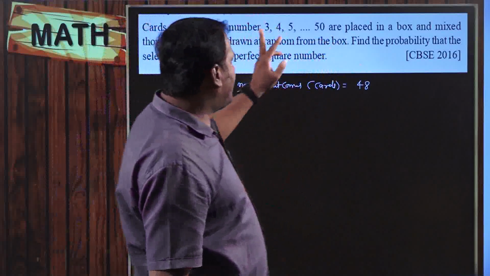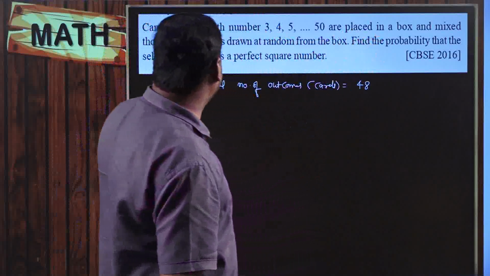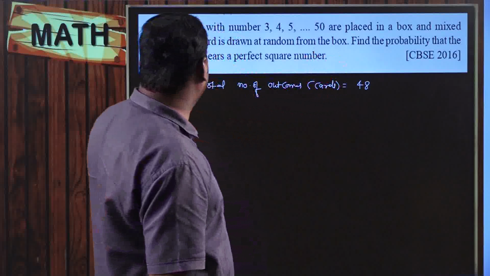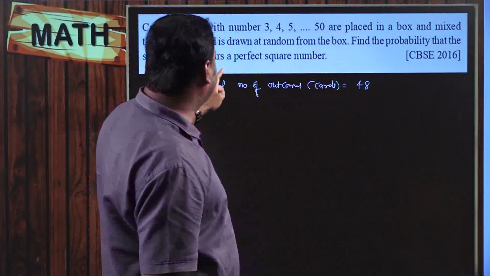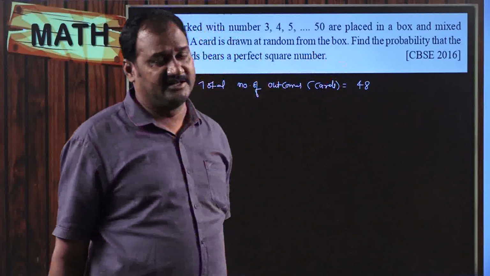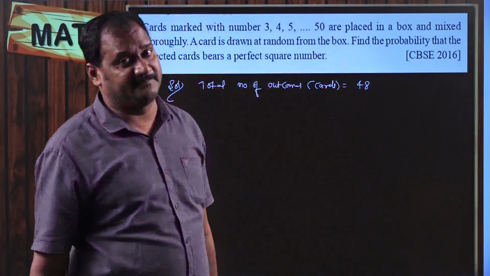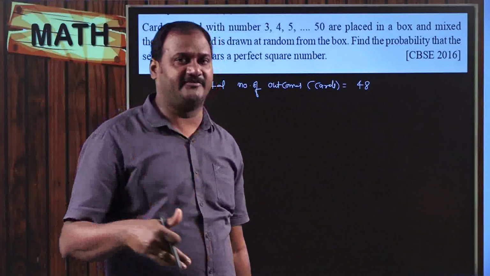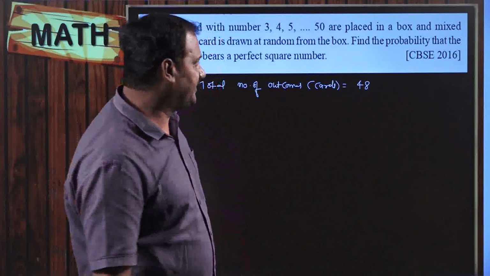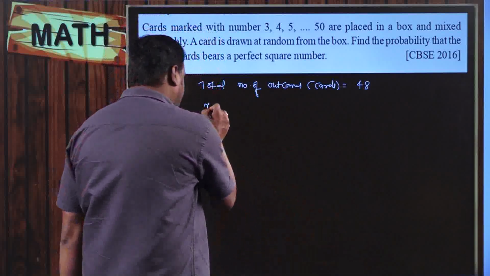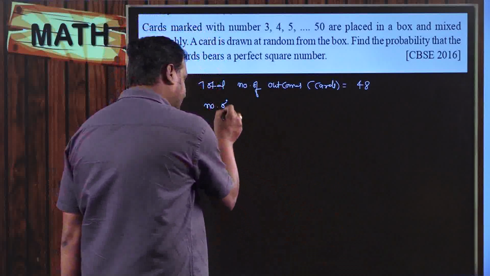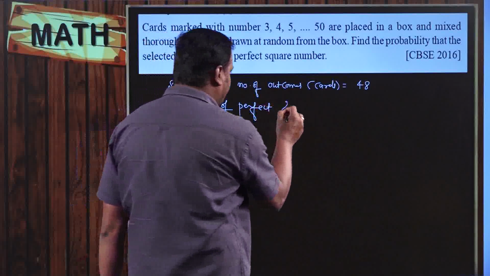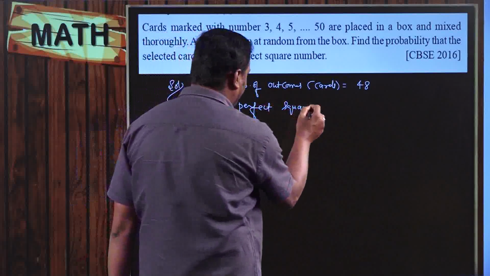Okay, fine. Are placed in a box and mixed thoroughly. A card is drawn at random from the box. Find the probability that the card selected bears a perfect square number. So what do you mean by perfect square number? Perfect square number is nothing but 1 into 1, 2 into 2, 3 into 3, 4 into 4. These are perfect square numbers. So what are number of perfect square numbers? Number of perfect square numbers.